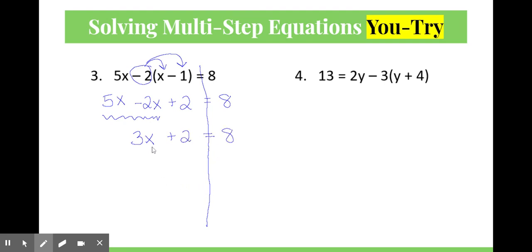Time to solve. I'm going to box off my variable. What's the first step in solving? Subtract 2 from both sides. 3x equals 8 minus 2 is 6. What's the final step? Divide both sides by 3, and I get x equals 2.